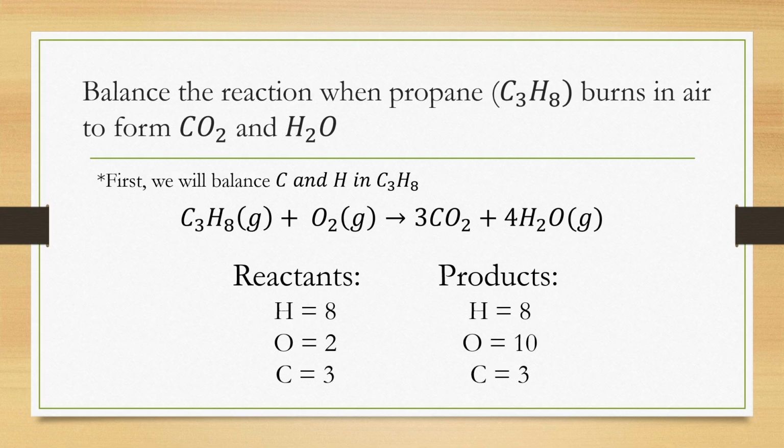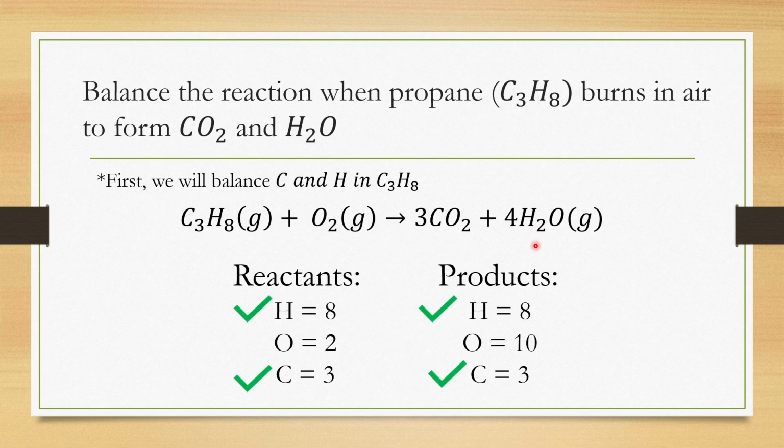So like I said previously, we put the 3 and the 4 here, and if we do that, we get the hydrogens to be balanced because now the reactant side has 8 and the product side has 8. When we have a 4 as a coefficient, we multiply it by the number of atoms here. Since there are now 4 molecules of water, we have 8 hydrogen atoms. So the coefficient multiplies the number of atoms in the subscript.